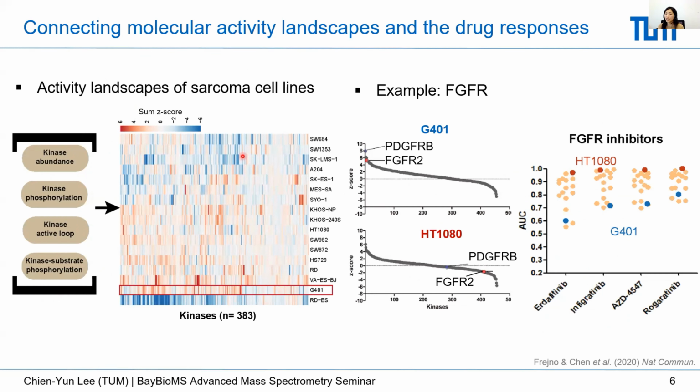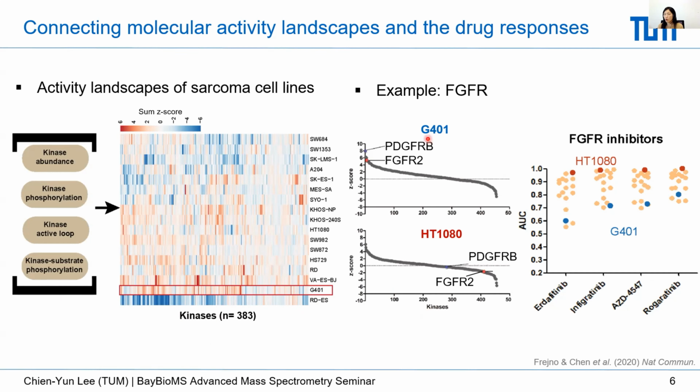And as you can see in the heat map here, we were able to calculate 383 kinase activity scores in each cell line. And you can already see the activity of each cell line is very different from the others. We assume that if a kinase has a very high score in one cell line, let's say more red here, this cell line should be very sensitive to the kinase inhibitor that targets this kinase. And we do find that in some cases, this is true.